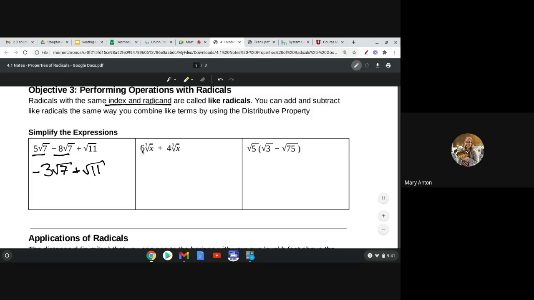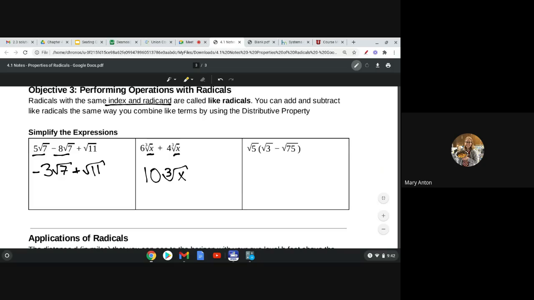All right, y'all. 6 times the cube root of x plus 4 times the cube root of x. You see these cube roots of x are like terms because they have the same number under the cube root symbol. So this is really just 6 plus 4 cube roots of x, which is 10 cube roots of x. These are maybe a breath of fresh air after the conjugates, huh? Yes.